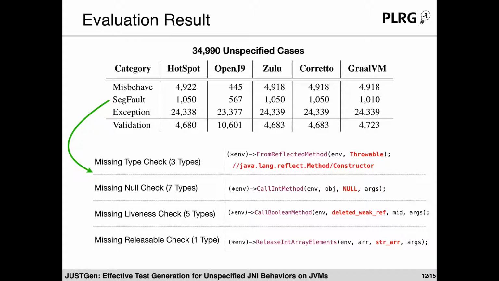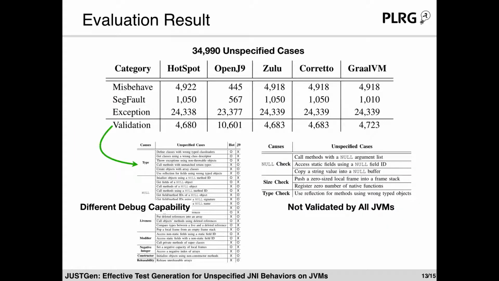We also found that segmentation faults occur because of missing null checks, liveness checks, and releasable checks. The missing liveness check is the case where deleted reference objects or values are used in JNI programs, and the missing releasable check is the case of releasing objects that cannot be released. We did not further explore the cases where JVMs throw exceptions because we think that is the correct behavior from JVMs. Instead, we further studied the validation category.